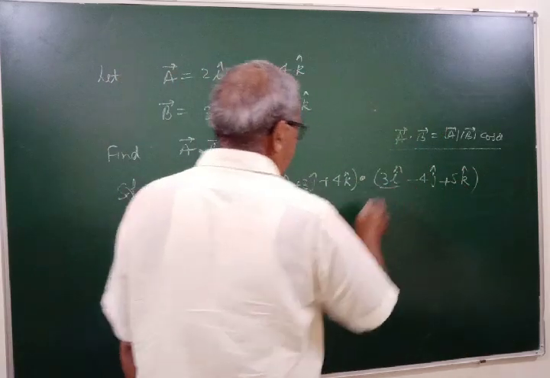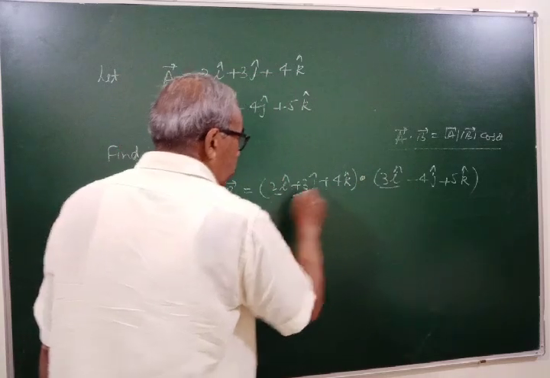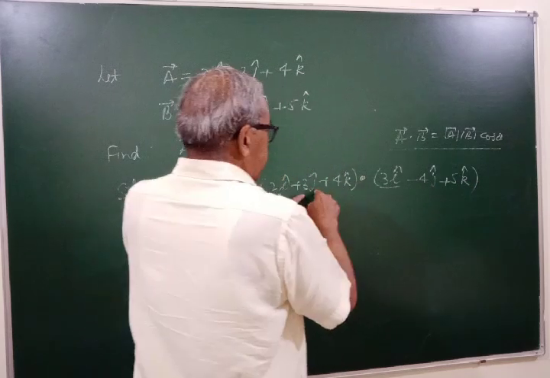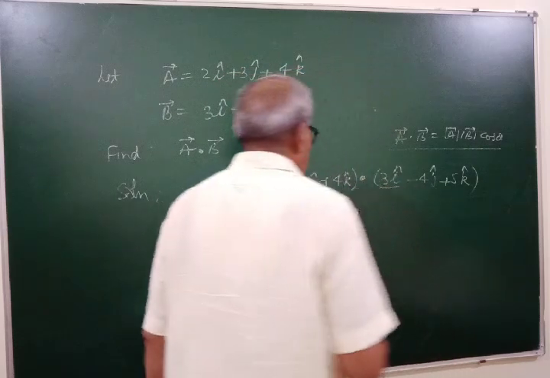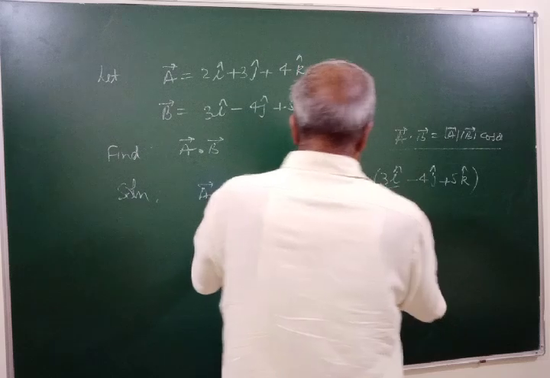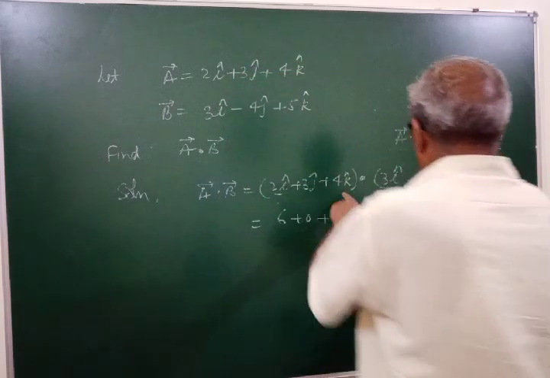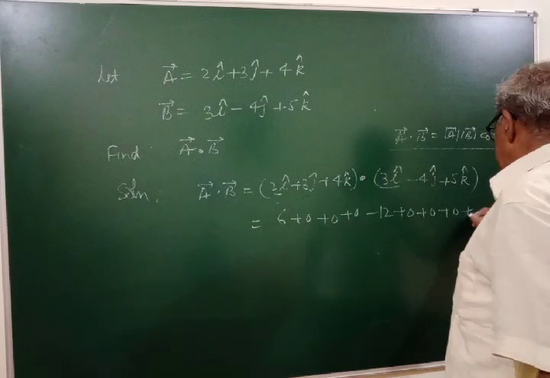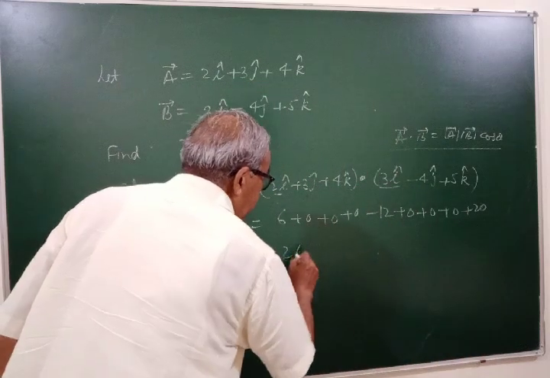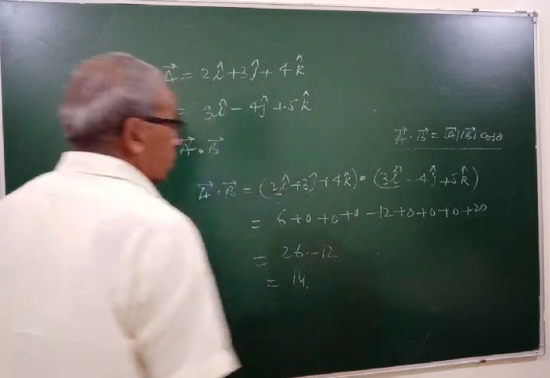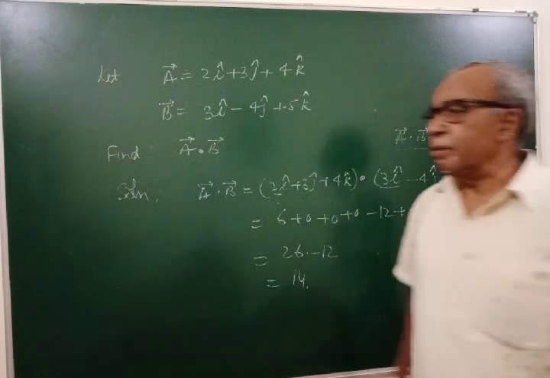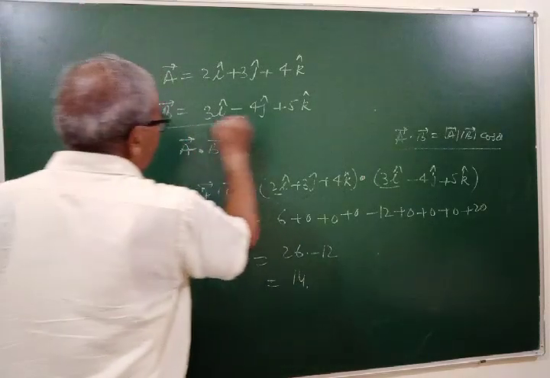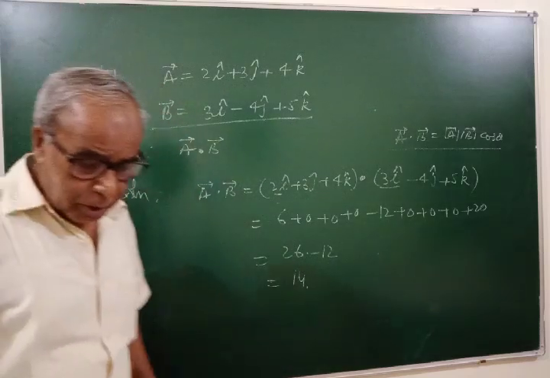So 2i dot 3i: 2 times 3 is 6, i dot i is 1, so 6. i dot j is 0, i dot k is 0, j dot i is 0, j dot j is 1, so it is minus 12 here. Then j dot k is 0, k dot i is 0, k dot j is 0, and k dot k is 1, 5 times 4 is 20. So it is 26 minus 12, that is 14. It may be any quantity that will be told later on, but here my aim was to tell you how to find the scalar product of such two vectors.